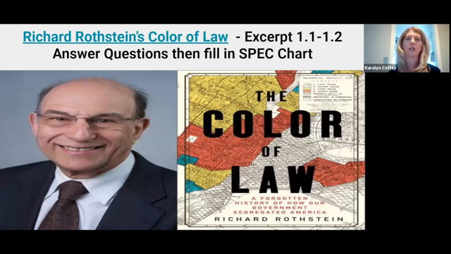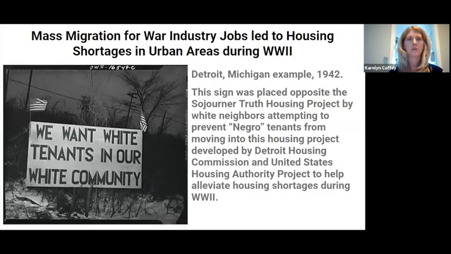begins with describing, first and foremost, the role of the PWA and its hand in building segregated communities. And so students will get some background information on that. And then I have a specific example of how the PWA built a community in Detroit called the Sojourner Truth Housing Project. And this was a housing project that was for African American war industry workers. This is in the 1940s.